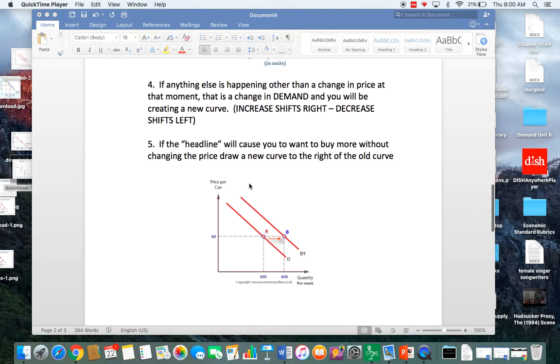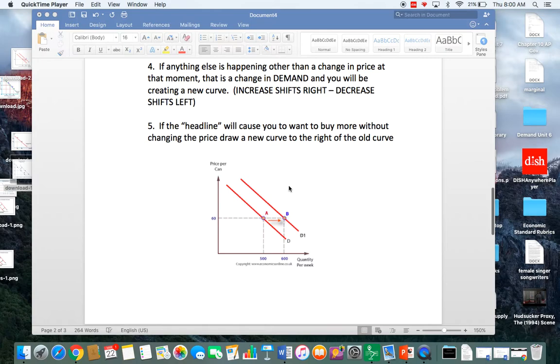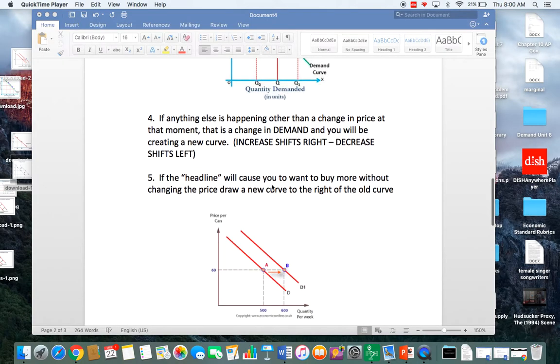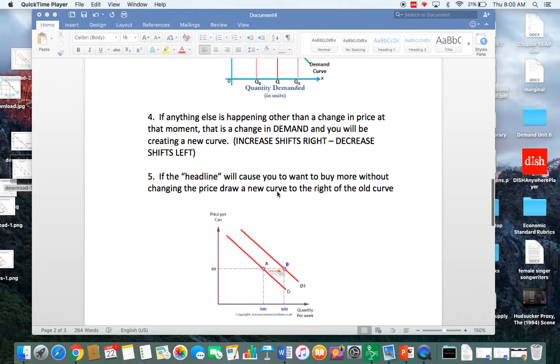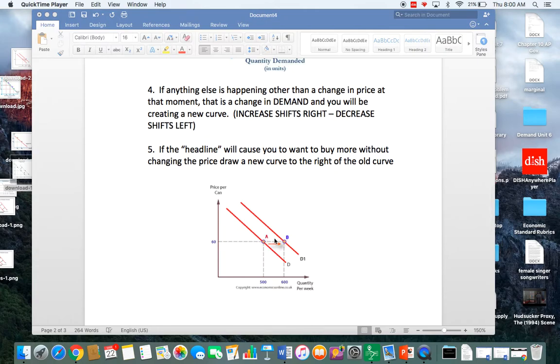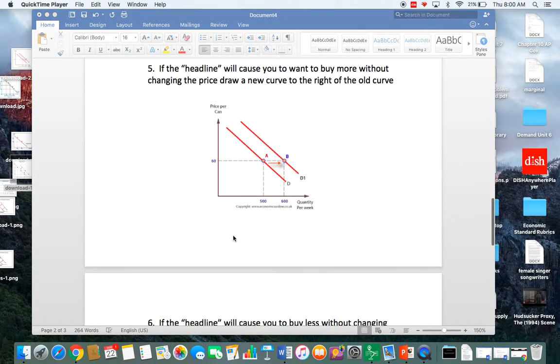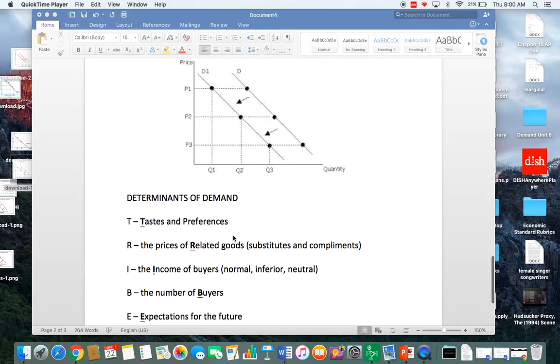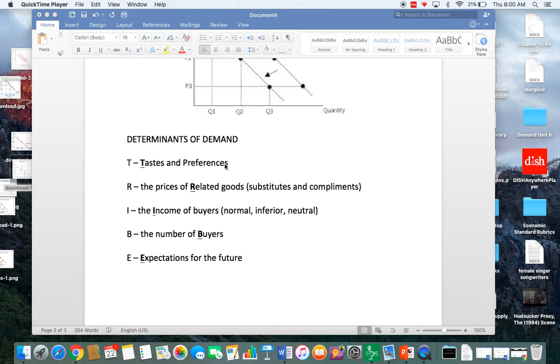So you're going to draw your curves, you're going to label everything. What am I looking at the demand for? Is this a change in the price of that product today? Then I'm moving on the same one. If it's anything else, is it causing me to buy more at that price or less at that price? And then I put down here the determinants of demand. I found this in a book.